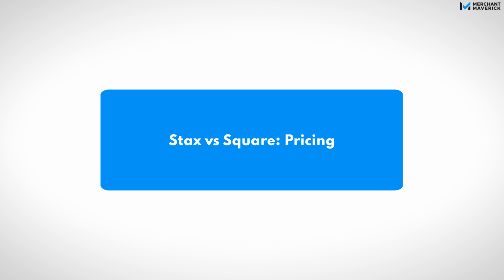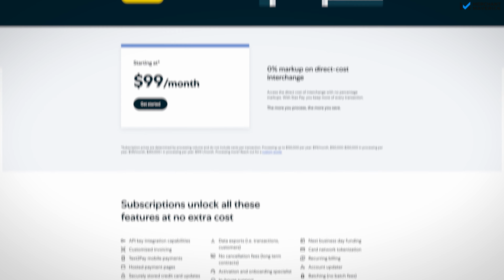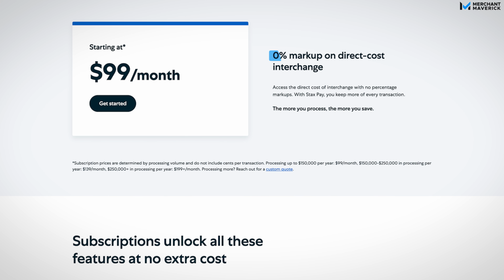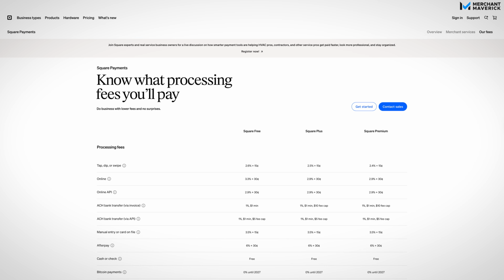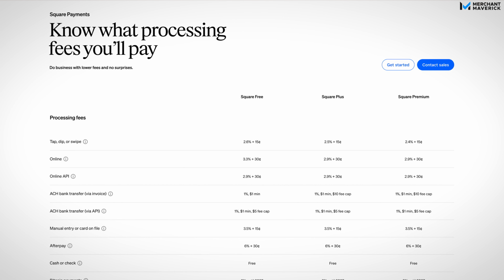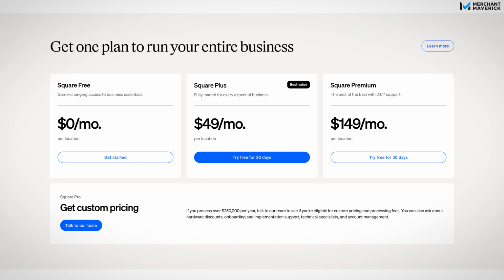Okay, now let's talk about pricing, because this is where the real differences show up. With Stax, pricing revolves around a monthly subscription. You pay that fixed fee, then cover the actual interchange cost on each transaction. As volume increases, that monthly fee gets spread across more sales, which can lower your effective rate over time. Square, on the other hand, handles pricing on a per transaction basis. Every payment is charged at a flat rate, which makes budgeting simple, but even as your sales grow, you continue paying the same percentage on every transaction.